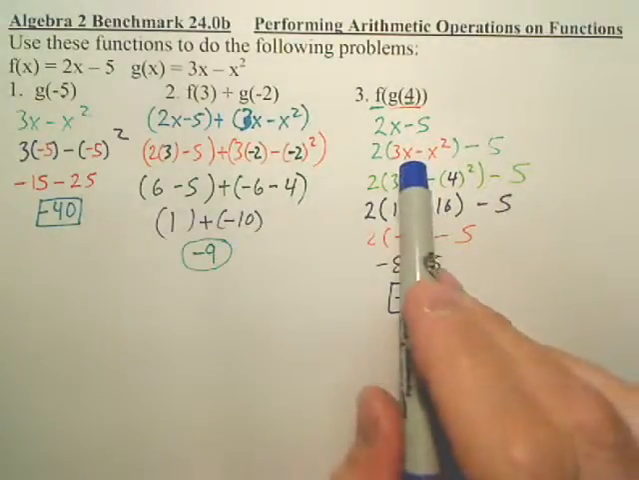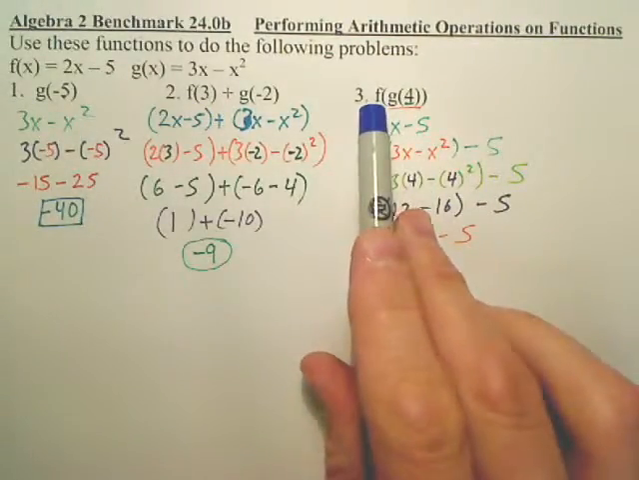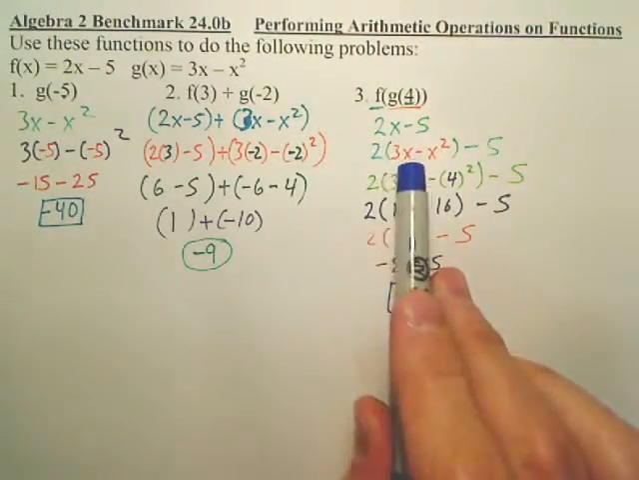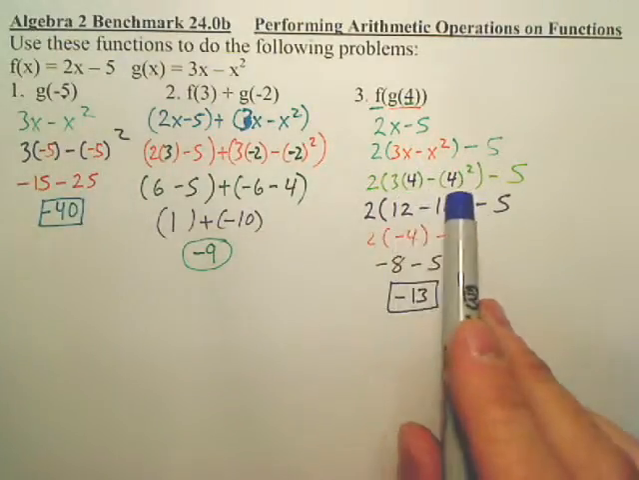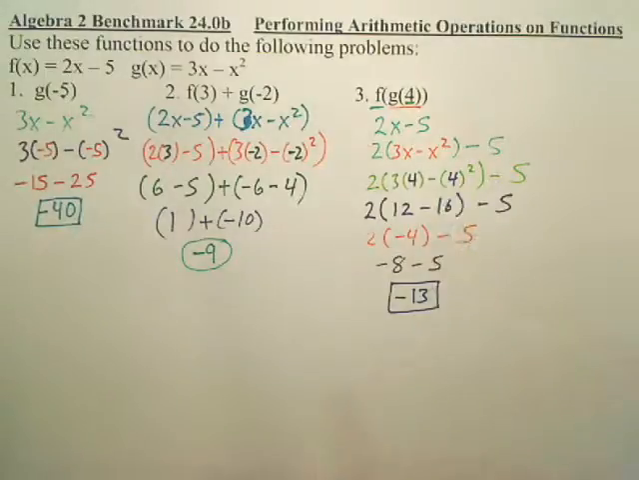Again, this is the most difficult. Again, you take the outer letter, that's F. You replace the X with G. Then you replace the X with 4. Then you simplify. All these problems should end up with a number answer because we're plugging numbers into the function.